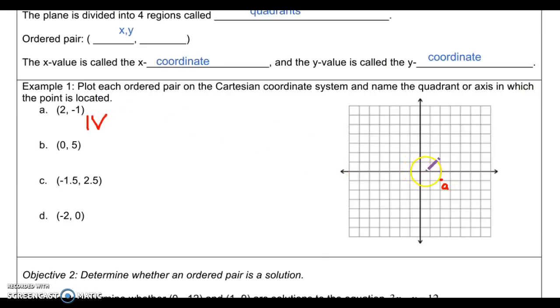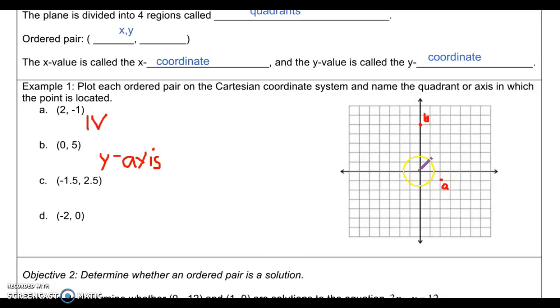And then point B, we go 0 horizontally and 5 vertically. So we go up 1, 2, 3, 4, 5. Here is point B. And that is on our y axis. I apologize for the handwriting. I am typing on a trackpad.